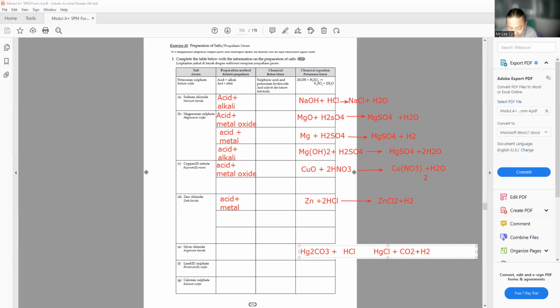Okay. So Hg got 2, I need to have 2. 2 HgCl, so Cl needs to be 2. So here Cl needs to be 2. Cl2 already settled. CO2 got CO2 1 here. And then 2H here, 1 O here.